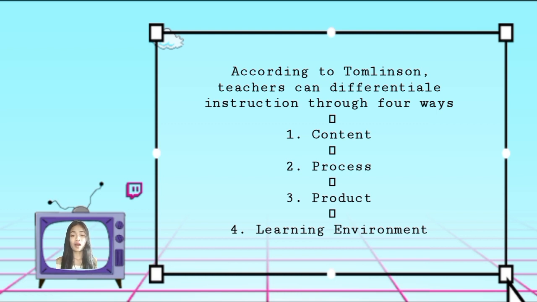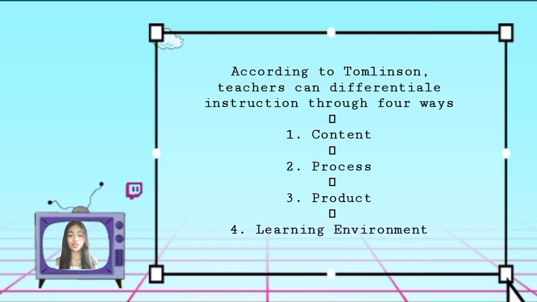The first is content, process, product, and learning environment. So the first is content differentiation. This involves modifying what students learn, how they access information, and the material used to deliver the content. Teachers may provide different reading levels, multimedia resources, and alternative text to ensure all students can access and engage with the materials at their level.